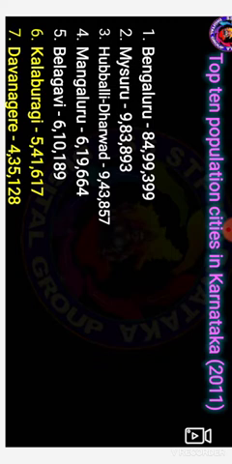First place Bengaluru, second place Mysore, third place Hubballi, fourth place Mangaluru, fifth place Belagavi, sixth place Kalaburgi, seventh place Davangere, eighth place Ballari, ninth place Vijayapura, and the 10th place Shivamogga. These are the top 10 population cities in Karnataka.